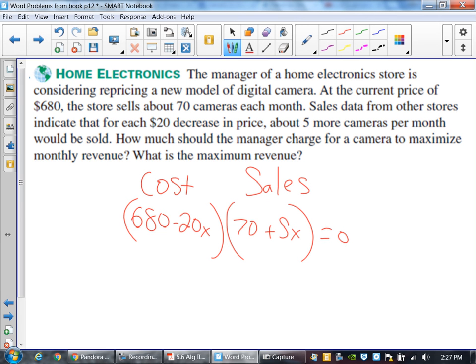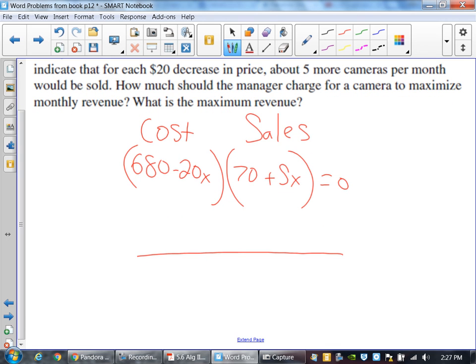You're going to be able to find that multiplier via the axis of symmetry. And then it'll be able to tell you what your cost and your sales will be. Okay? Again, we have this set up in terms of intercepts. So now all I have to be able to do is figure out my zeros. What's 680 divided by 20? Better yet, what's 68 divided by 2? 34.